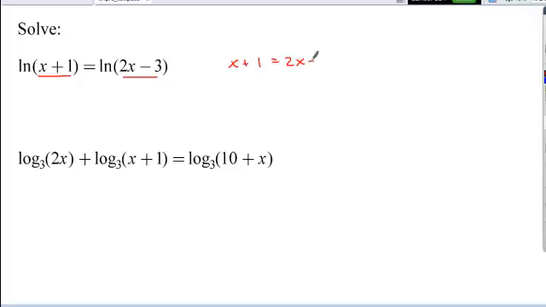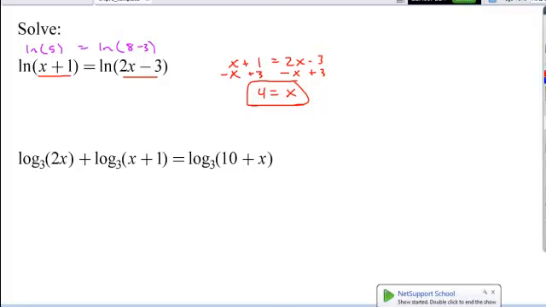And this is a linear equation, so when we solve it, we just move all the like terms to one side. So subtract x from both sides, move the constants over to the other side. We get 4 is equal to x. Double check our number. When we plug that in, do we get positive values for each of those? Yeah, and in fact, we can confirm it. 4 plus 1 is 5. And here, 2 times 4 is 8 minus 3, also 5. So those are going to be consistent values.